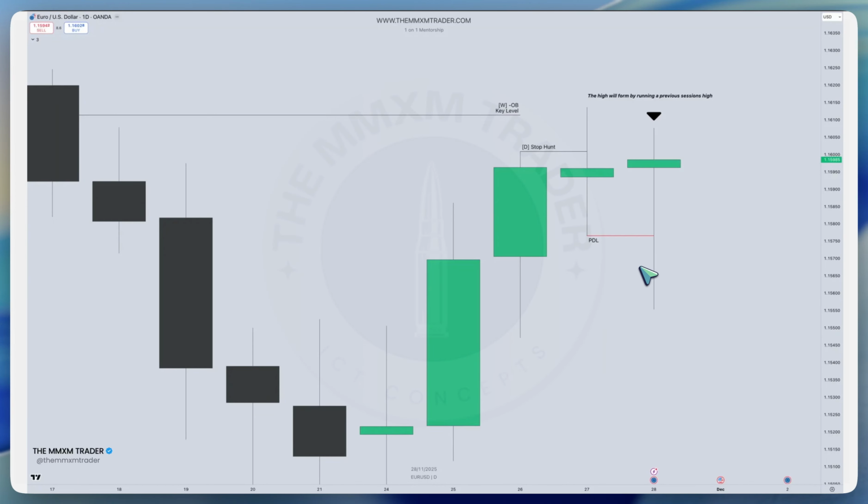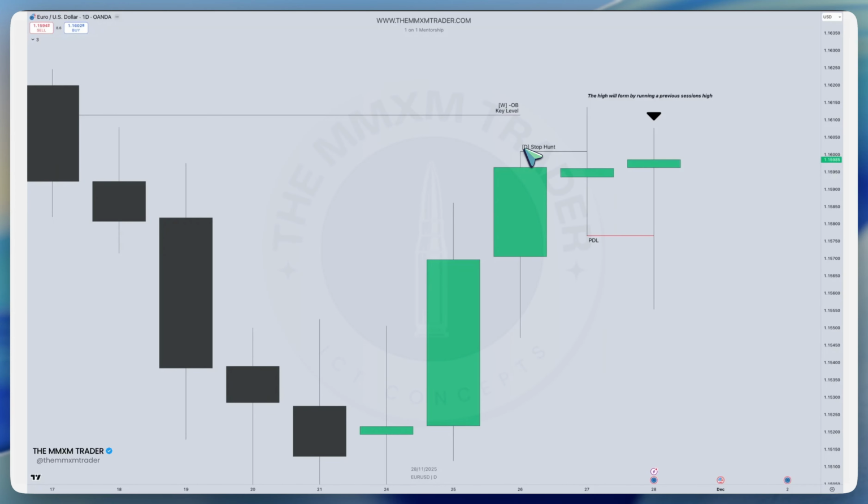This right here is an extremely forgiving model, especially if you have the wrong bias. Because if you look at this here, this ended up being a bullish reversal candle, right? However, even with the bias being bearish and the candle ending up bullish, even if it's to go bullish, it's very likely to run the previous day's low before it goes bullish because of the weekly key level and daily stop hunt.